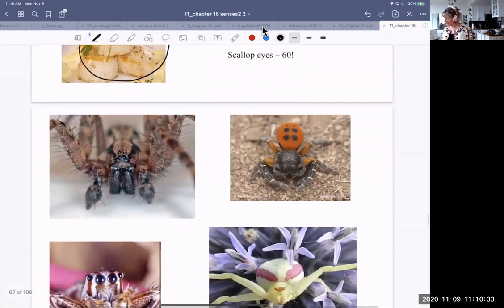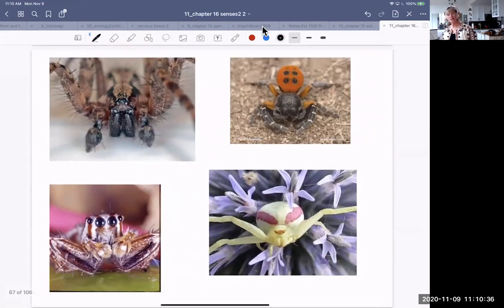So yeah, there's all kinds of eyes in nature. Spiders, interestingly, have both. They have simple lens and cornea eyes and compound eyes. Amazing.